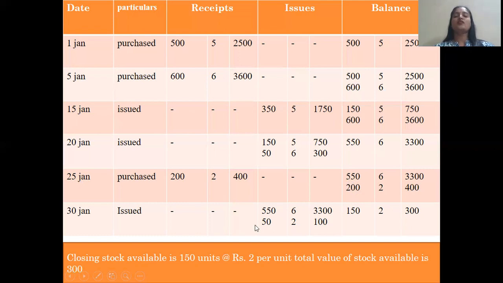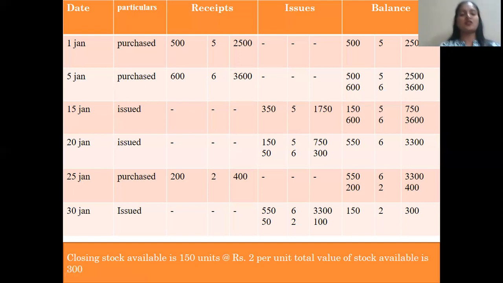Out of 200, issue 50. So then how much is it? 600 gets issued. Now, if 50 goes out of 200, how much balance is there? 150 is the balance. So cost per unit is 2 rupees only. So 150 into 2 is 300. This is how we need to do it under the Fifo method.